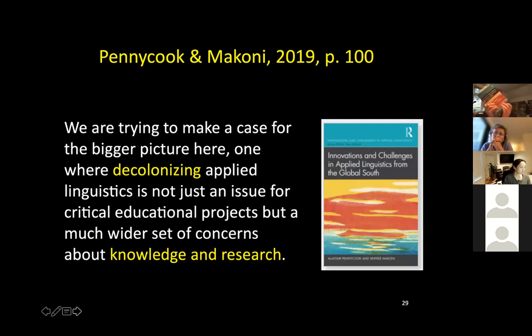And I'm drawing here from the book by Alastair Pennycook and Sinfree Makoni, who are making the case for the bigger picture here, one where decolonizing applied linguistics is not just an issue of critical educational projects, but a much wider set of concerns about knowledge and research. Whose knowledge counts? What research do we do? What research is considered valuable and important? Who controls the access to that research? And if you think about the notion of capital that the model of investment deals with, what is one's social capital? Who has access to the networks of power in any given community? What cultural capital does one bring to a particular project, and what capital is valued in any particular context?